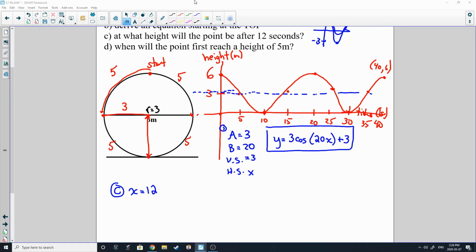Oh, you know what? I think I made a mistake here. The mistake being that I don't know that B is 20. Right? B is not 20. The period is 20. So that's a big boo-boo. The period is 20. In my equation, I need to have my B value. So, aha. I don't know if anybody caught that.